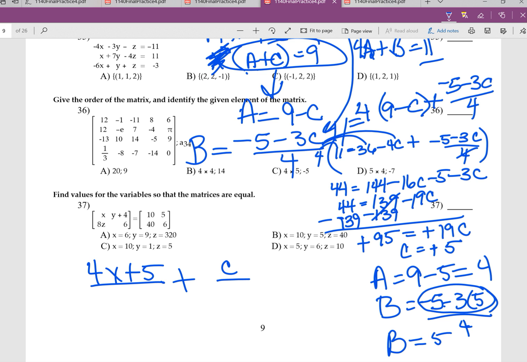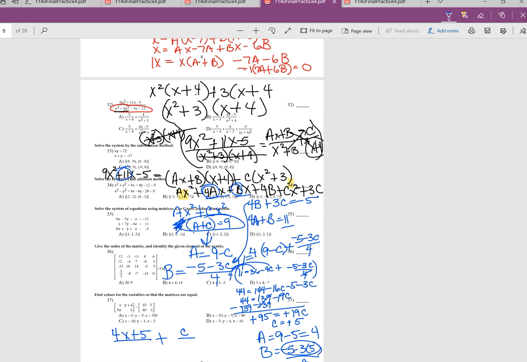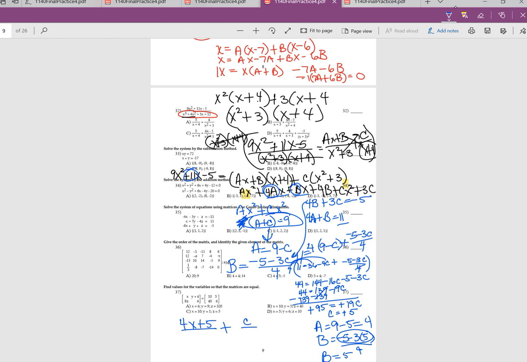How did I write it? I have to go back. It's a lot of writing. So the C is the 5, and that should be over x plus 4. And this part should be written over the x squared plus 3. The only answer choice that matches that is this one. I know it's in reverse order, just swap them around.